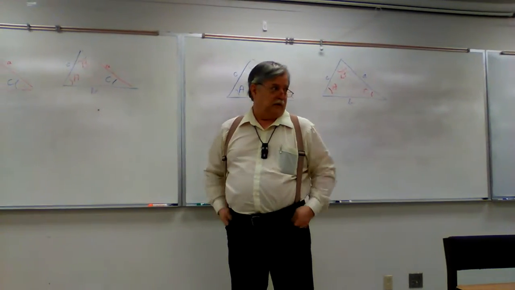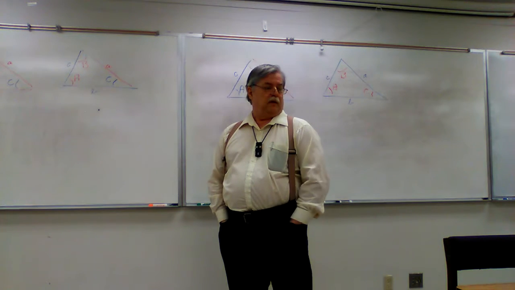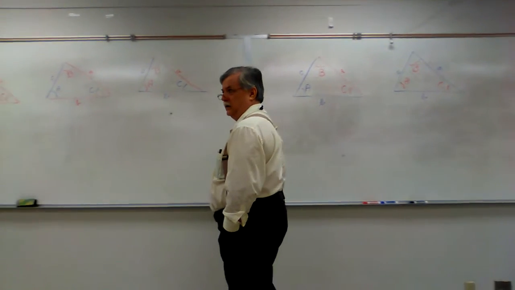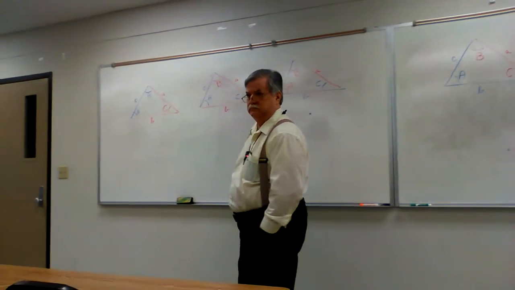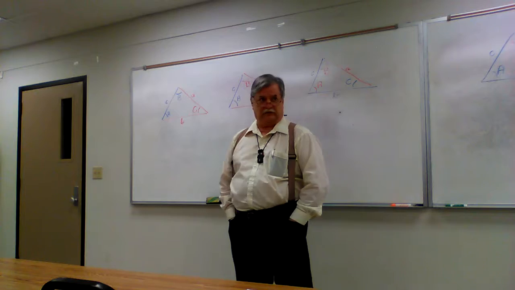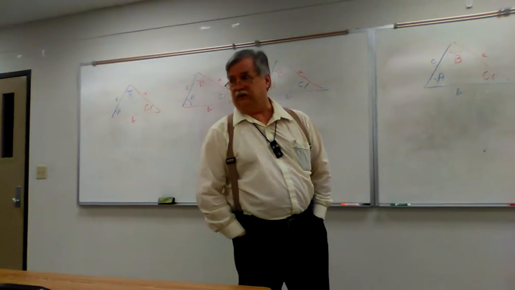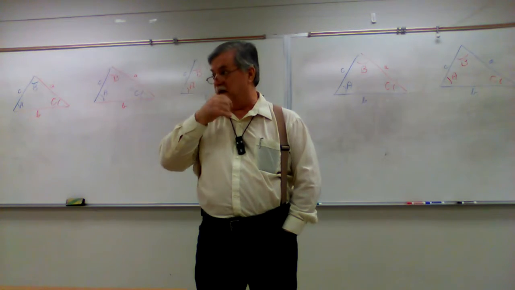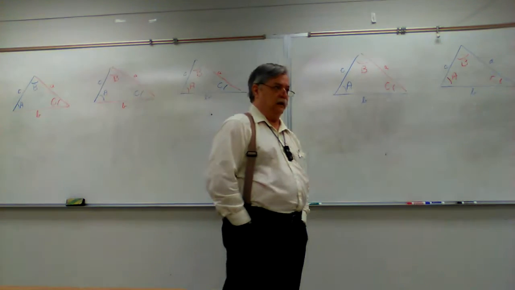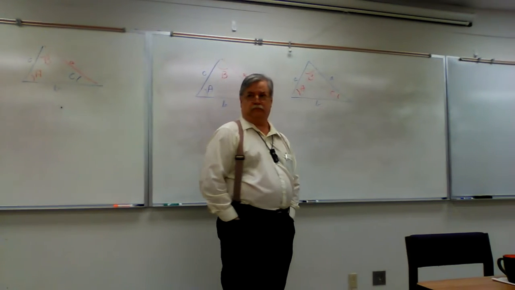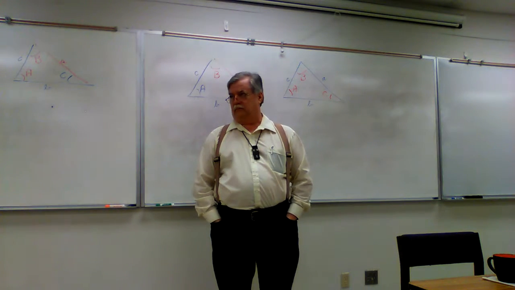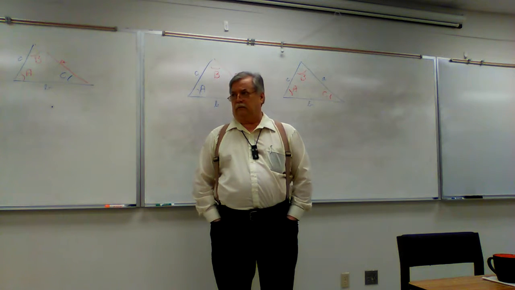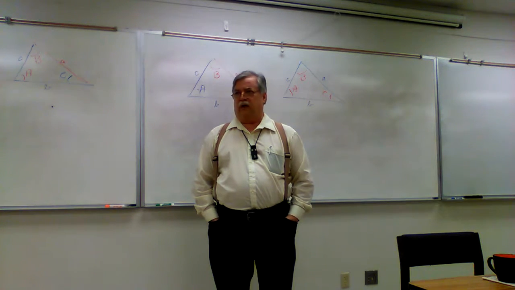Who can tell me what an acute angle is? Less than 90. And an obtuse angle? Greater than 90. Now, who can tell me what an oblique triangle is? No, you can have two of the angles be the same.